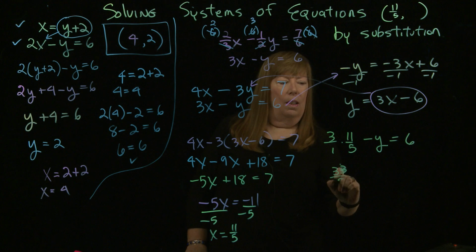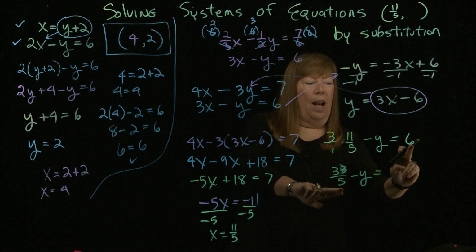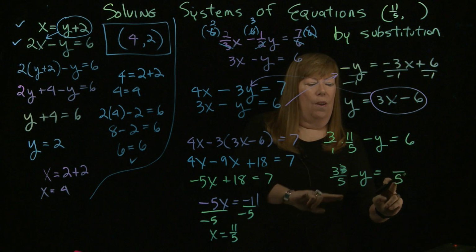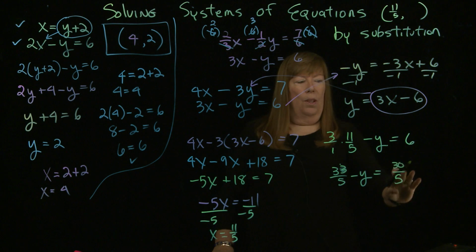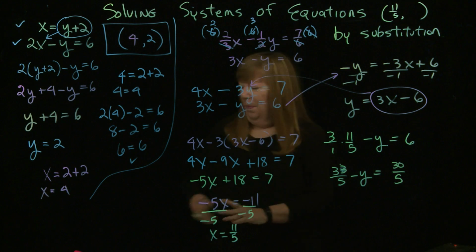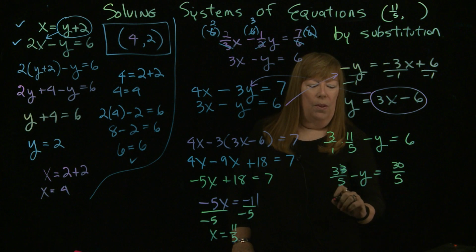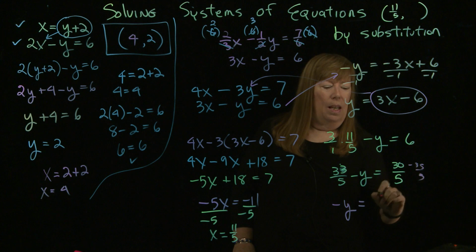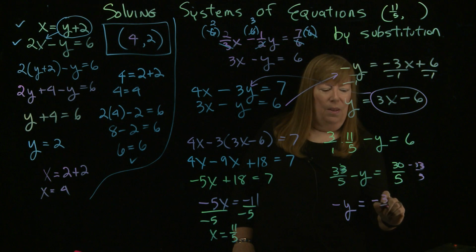33/5 minus y equals, I'm going to go ahead and turn this into a fraction so I have like terms. I'd like my denominator to be 5. So 5 times 6 is 30, and 30/5 is the same as 6. Agreed? Okay, let's continue. We're going to subtract 33/5 from both sides, and we'll have negative y equals negative 3/5.